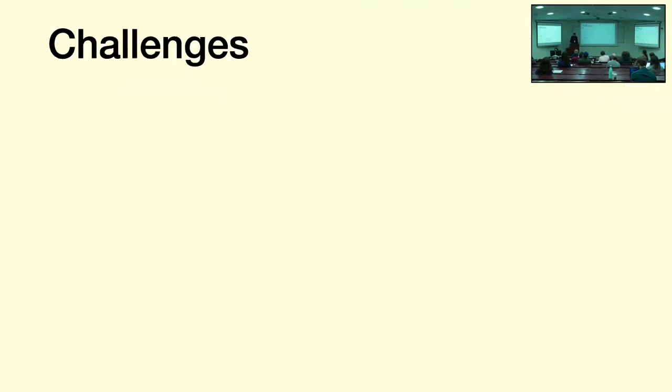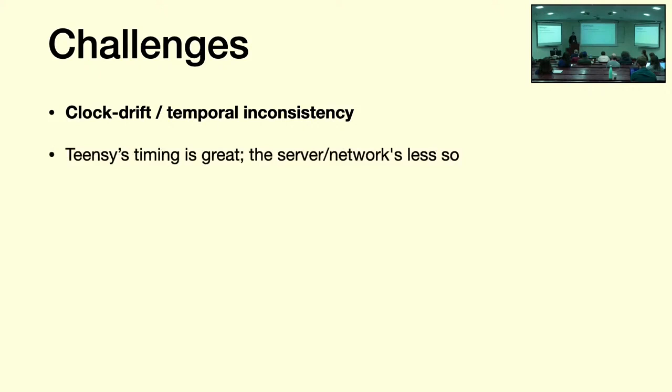So what are the challenges here? The big one is clock drift, temporal inconsistency. What I found is that the Teensy's timing is pretty good, really good in fact. The interval it's reporting between audio buffer increments is really steady. I think at a 16 sample buffer, it's something like 363 microseconds, and the average time reported by the Teensy stays very close to that average.